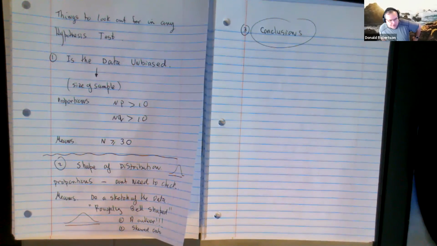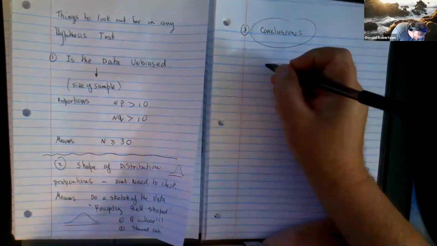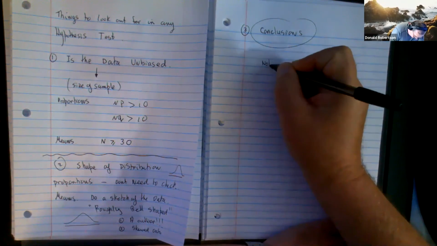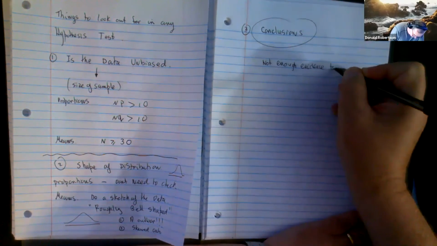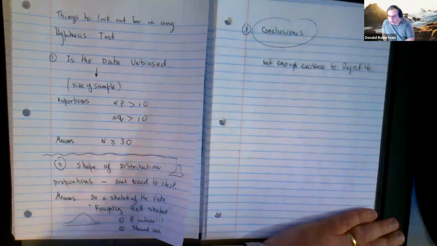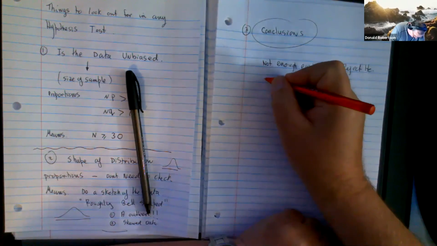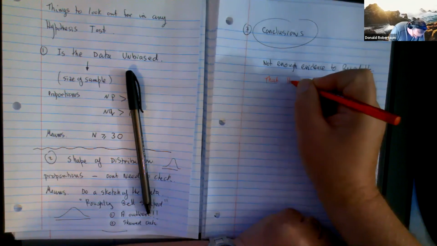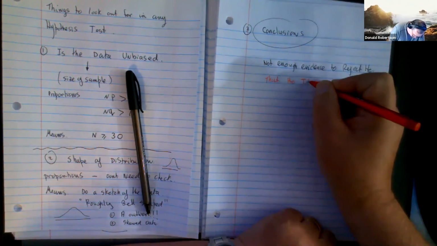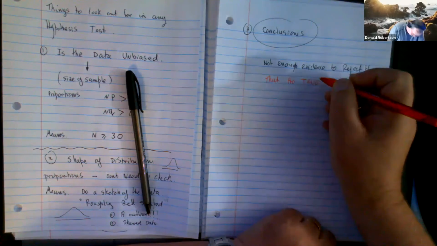Let's suppose you did a hypothesis test, right? And your conclusion was not enough evidence to reject H0. A lot of people think that means, and it doesn't, that H0 is true. It doesn't mean that.